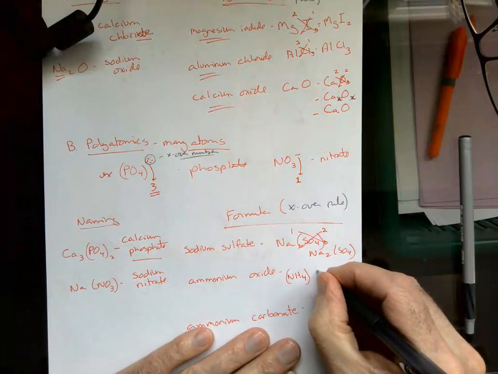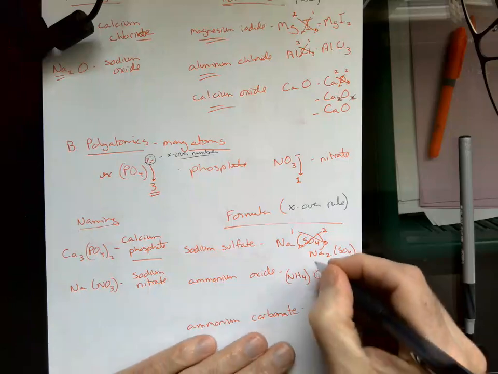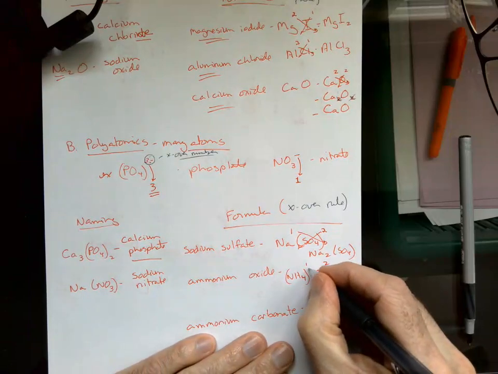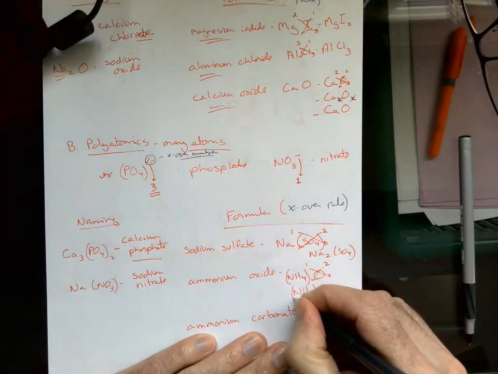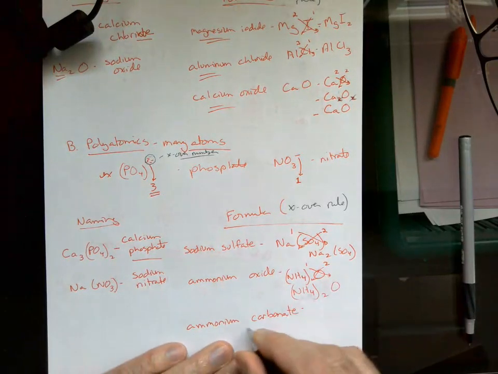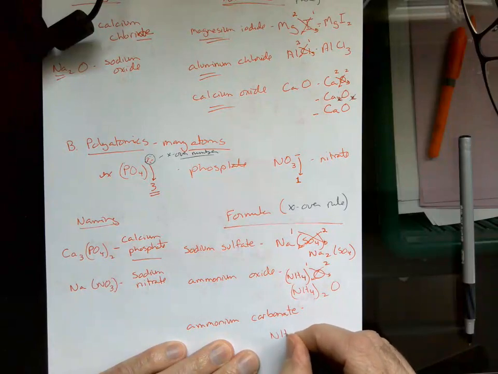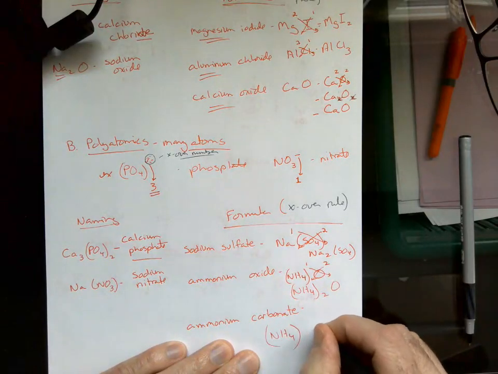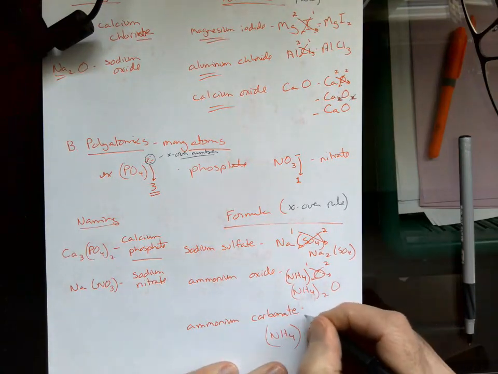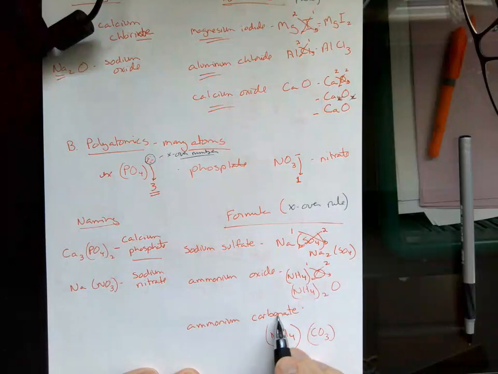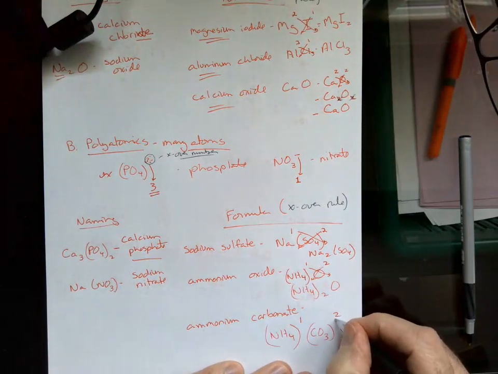Ammonium oxide. Ammonium is a polyatomic. It's NH4 and O. Crossover number 1 and 2. NH4 twice with O. Ammonium carbonate, NH4, CO3. This one's 2 polyatomics together, 1 and 2.